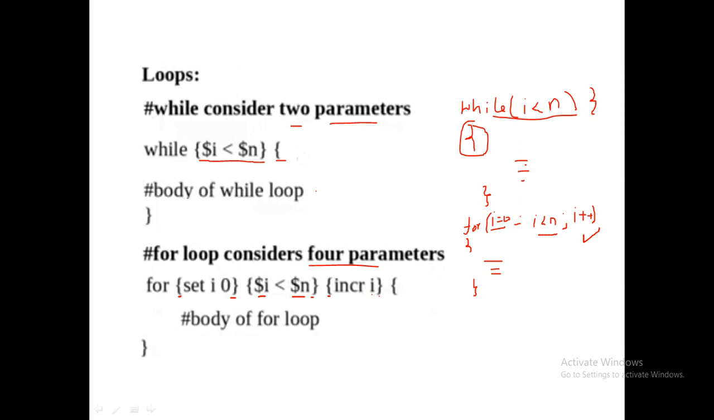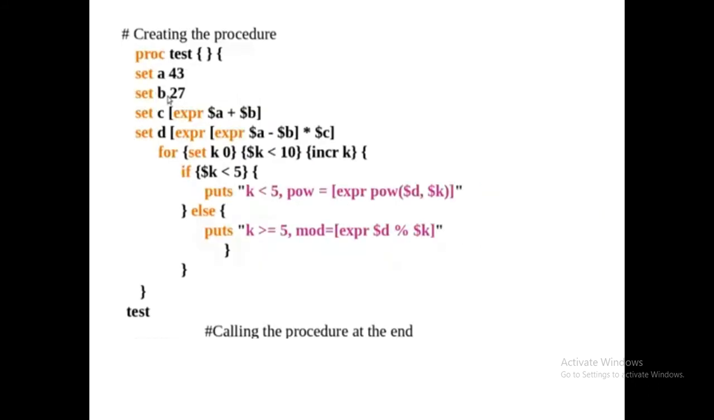This is very important: the opening flower bracket of your for loop should be in the same line. Again I am repeating, in procedures it is the same, in the while loop it is the same, in for it is the same. It should be in the same line. Then comes the body of the loop, and close the bracket. This is how the for loop takes four parameters. Clear?